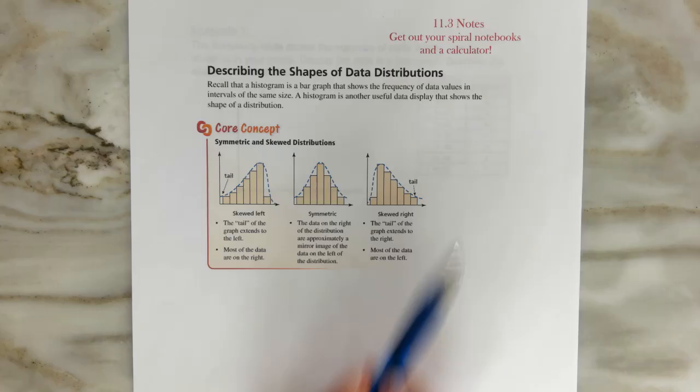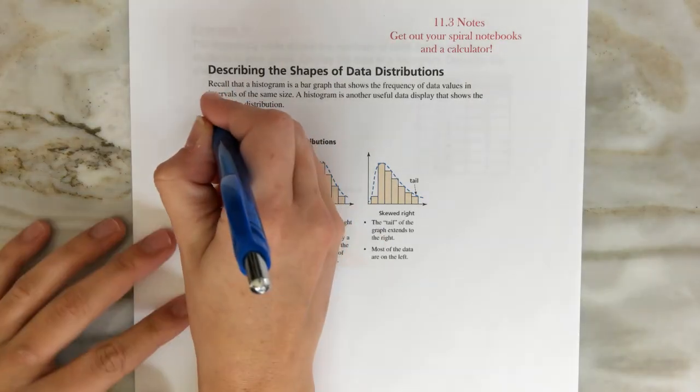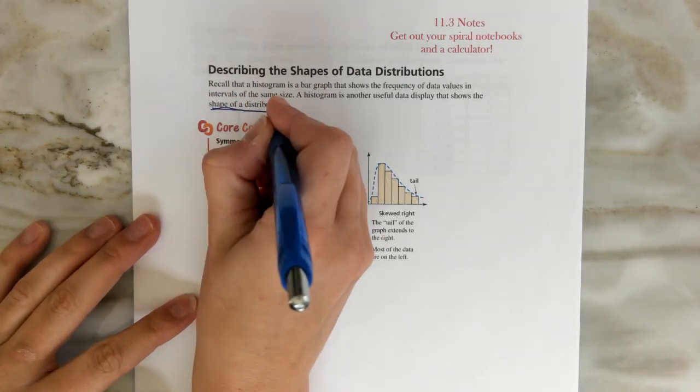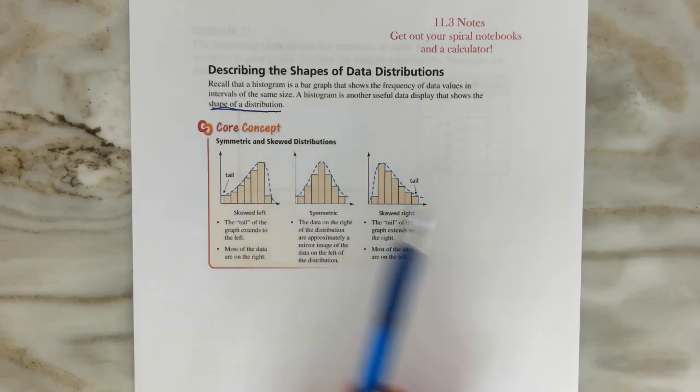So these three graphs are histograms. You should have created histograms either in your 6th grade or 7th grade class. We'll go over how to create them again today. But a histogram shows the shape of a distribution. In 11.2, we did box and whisker plots, which show the spread or the variability of the distribution. Now we're going to talk about the shape of the distribution. So symmetric and skewed distributions.